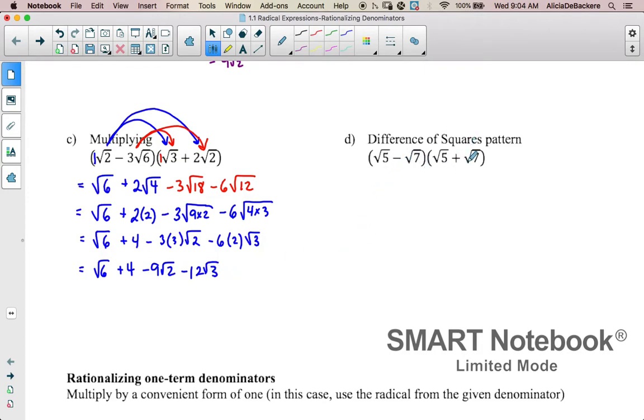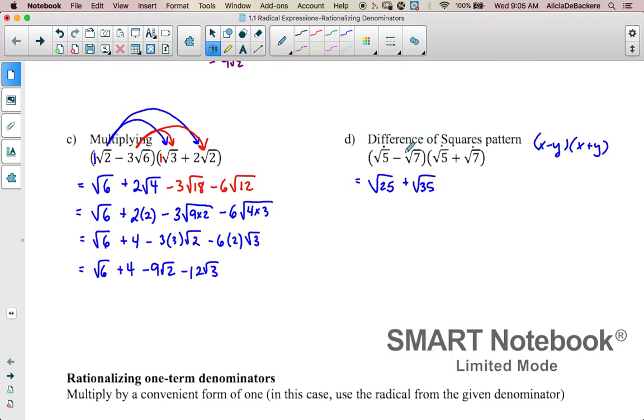Moving on, I'm going to take a look at this difference of squares pattern. So what happens when I've got like a root minus a root times the same root plus the same root? So I can see this kind of looks like that, x minus y and x plus y. So we'll multiply this out here. Again, I'm going to do the root 5 times root 5, and I get root 25. And then I'm going to do root 5 times root 7. It's positive, so it's root 35.